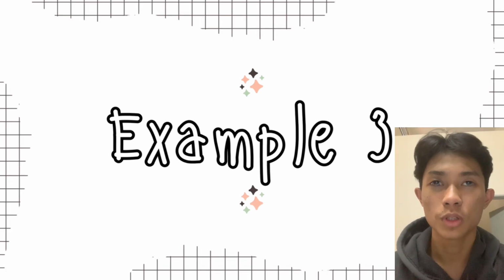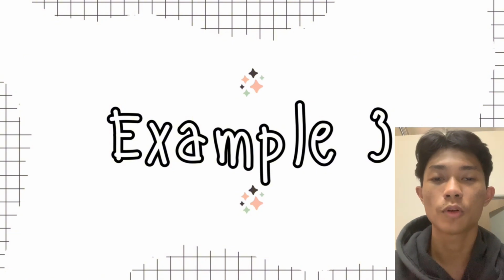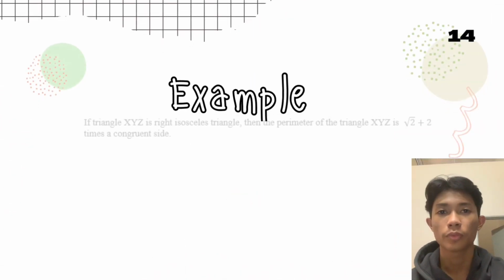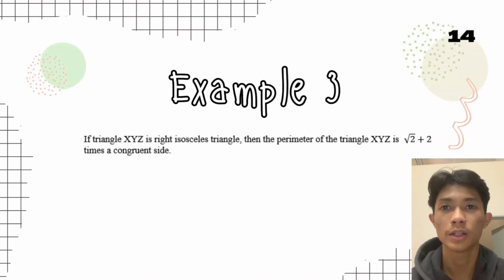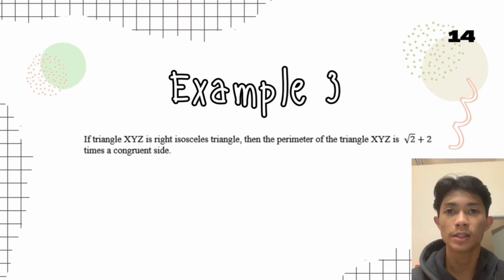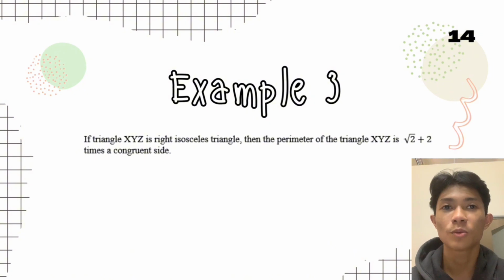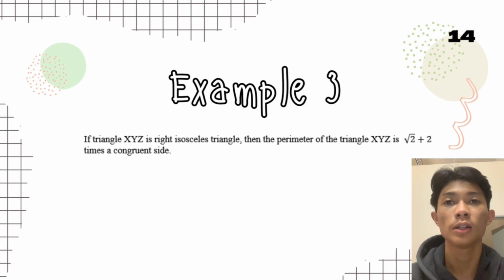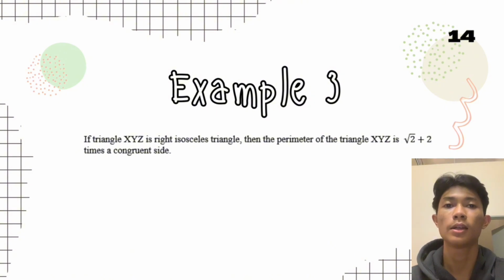For example 3, I will show you how to do the forward and backward process for the proposition of a triangle and its perimeter. The question is, if triangle XYZ is a right isosceles triangle, then the perimeter of triangle XYZ is (square root of 2 plus 2) times a congruent side. From the question, we can find the hypothesis and conclusion, and we can also find the congruent sides, which are XY and YZ, because they have the same value.